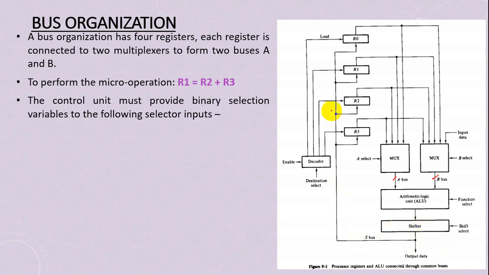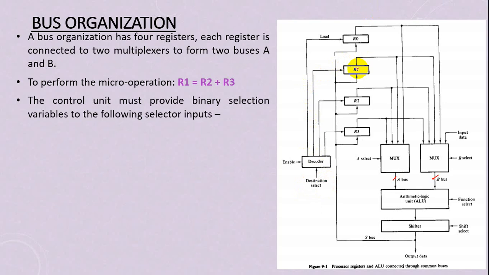Then it needs to be saved to the destination. This output bus is connected to all the registers. Data is available, or the result is available, at the input of all the registers. But we need to save the result only in register R1. So how to do it? By this decoder. Destination select is a signal from the control unit. This destination select will select the particular register. Then data will get written in that register R1.